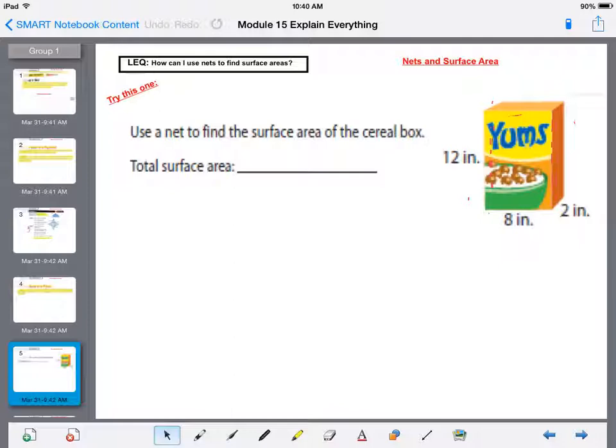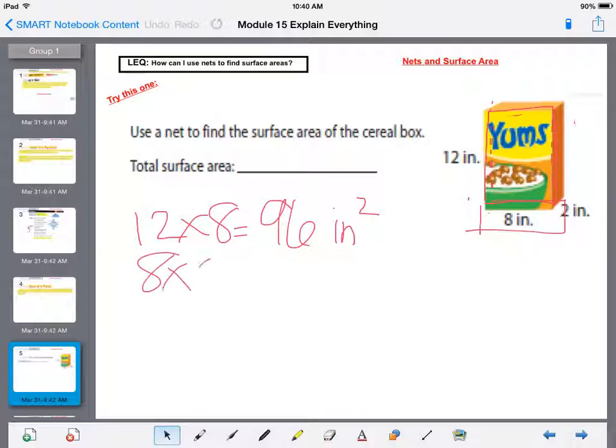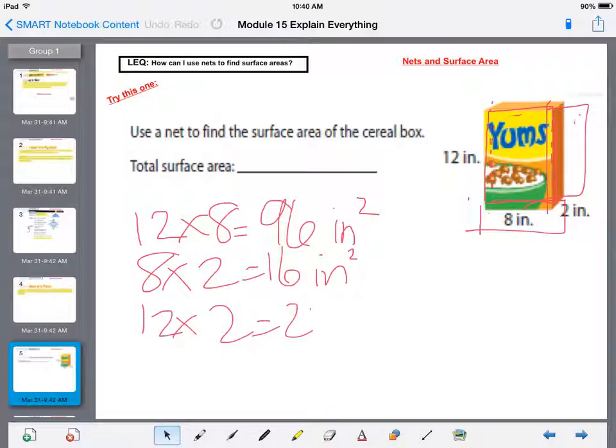So let's go ahead and take a look at the first rectangle here. Area equals base times height, which is 12 times 8. So the front is 96 inches squared. And then we have the bottom, and this is an 8 by 2, and that's going to be 16 inches squared. And then we have the side, which is a 12 by 2, which is 24 inches squared.